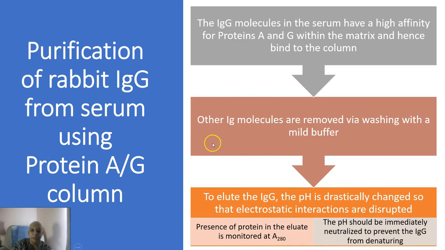So that's our lab for today, using affinity chromatography with a protein A/G column to isolate rabbit IgG from the serum.